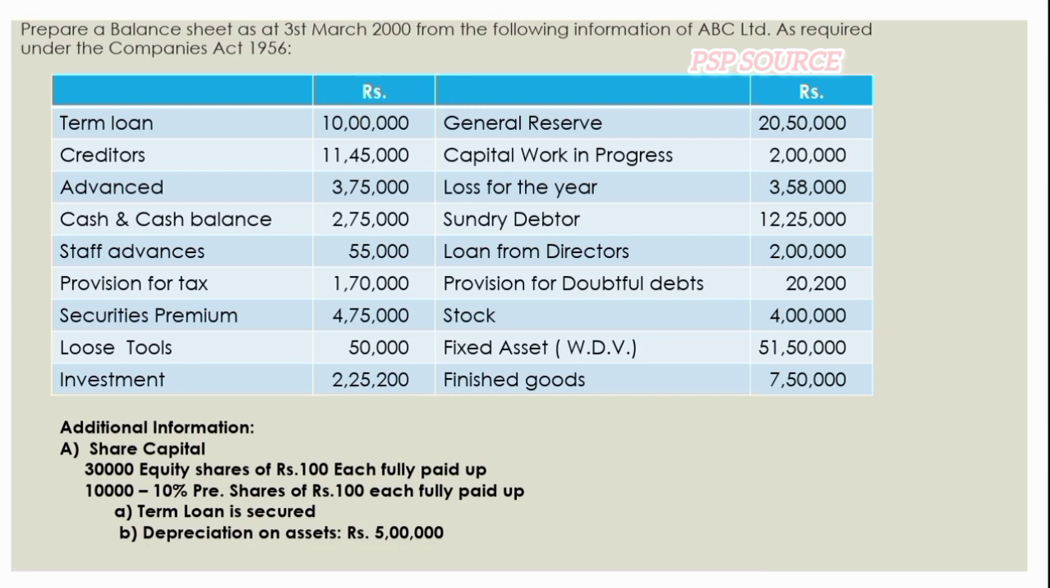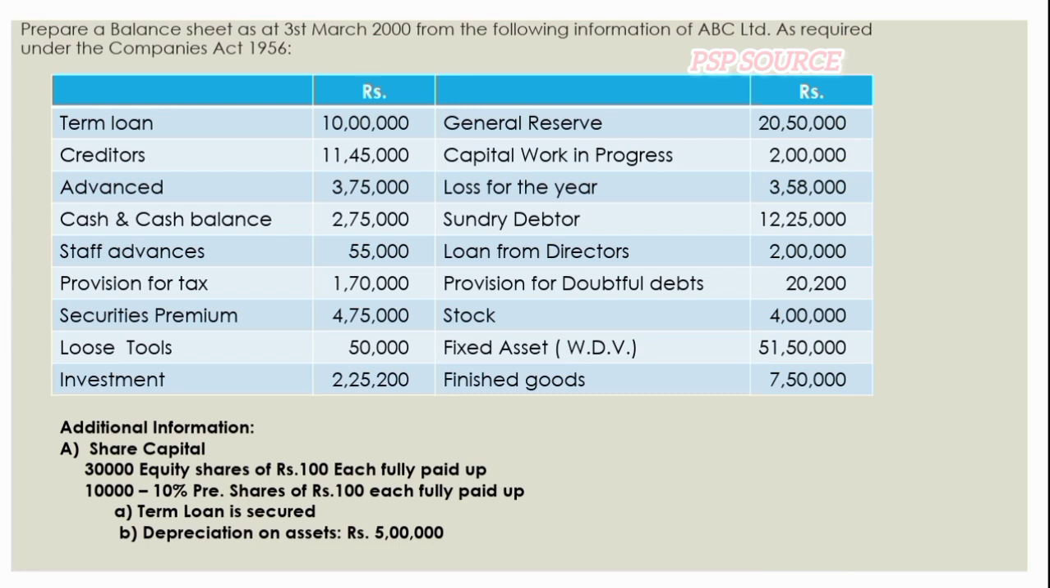Then loose tools. Loose tools means movable equipment that is used for various tasks in our business. Anyway, it comes under assets, in inventories. After that, investment given will be shown in non-current investment. Next, general reserve. Of course, it will be entered under liabilities.